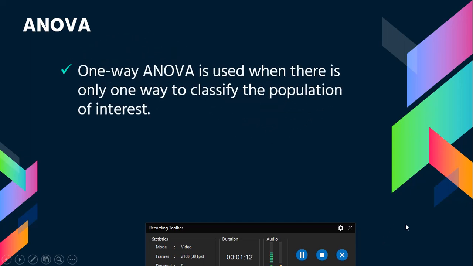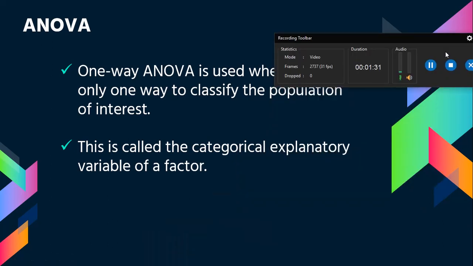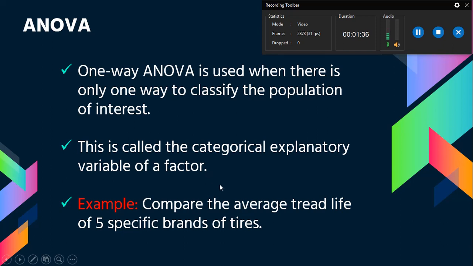This chapter looks at one-way ANOVA, and we use this procedure when there's only one way to classify the population of interest. So the category of interest is called a categorical explanatory variable or a factor. To demonstrate that idea, we have an example. We would compare the average tread life of 5 specific brands of tires. So the average tread life is our category of interest.